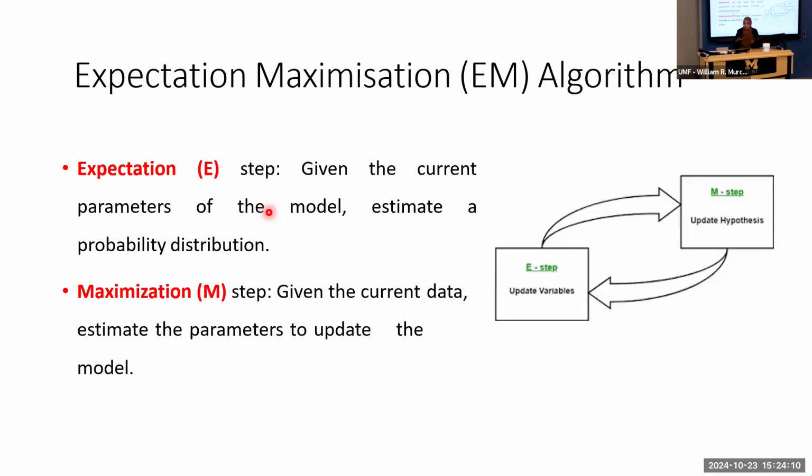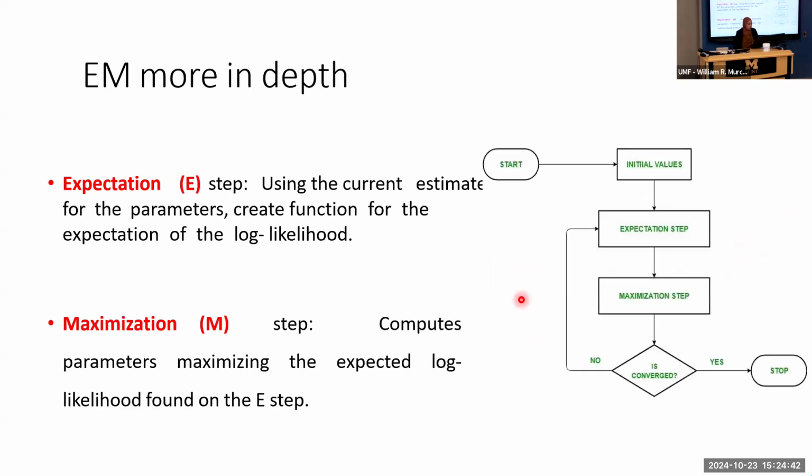Now, given the current data in the maximization step, we are going to estimate the parameters with the main objective of updating the model. Each time you go through the E step you update variables, which are the parameters, and in the maximization step you update the hypothesis, again and again, until convergence. In the expectation step, we use the current estimator for the parameters to create a function for the expectation of the log likelihood. For the maximization, we compute parameters maximizing the expected log likelihood found in the E step.